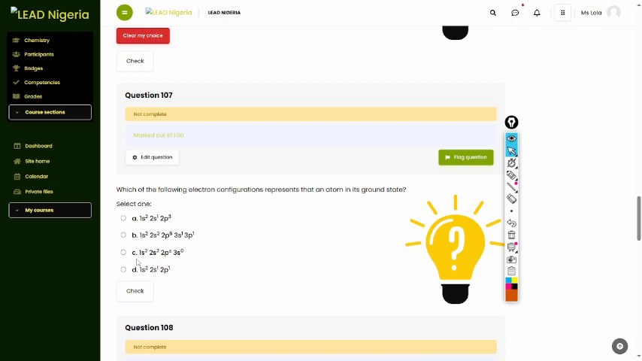Then C, 1s2, 2s2, 2p6, 3s0. This tells us that there are no electrons in the 3s, and then the 2p orbital is actually filled up. Then let's see D, 1s2, 2s1, 2p1. Okay, so this is also not correct because the s orbital should carry 2. So the best answer here would be C.